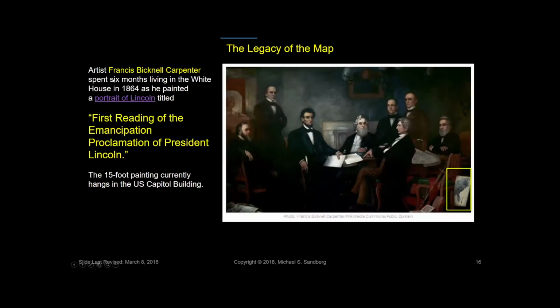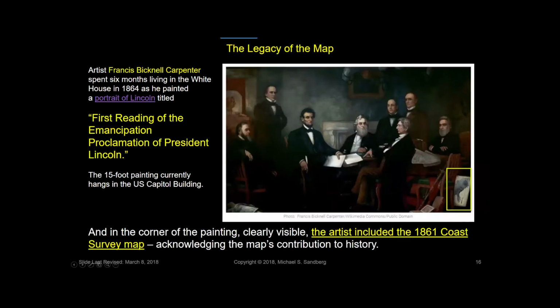So for 6 months, Francis Bicknell Carpenter lived at the White House, and he was painting a portrait of Lincoln titled "The First Reading of the Emancipation Proclamation of President Lincoln." And here is a picture of Lincoln and his advisors discussing the Emancipation Proclamation. And this painting today hangs in the U.S. Capitol building.